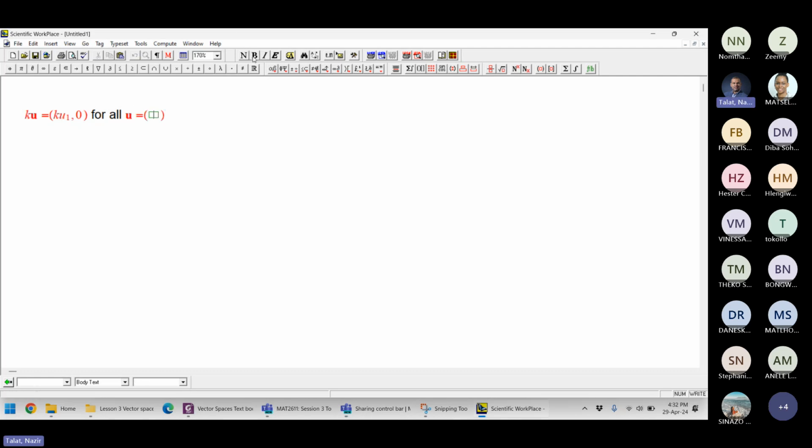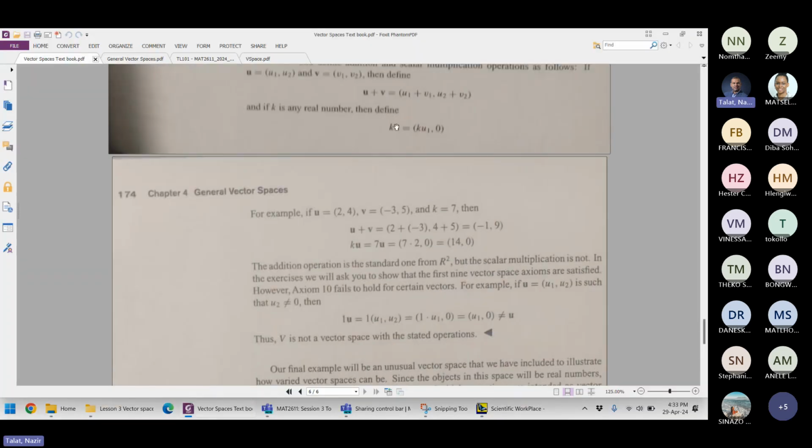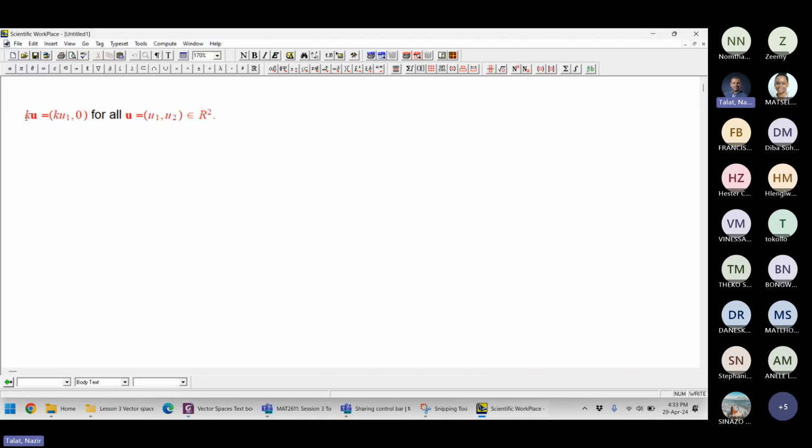And we know that u is (u1, u2), which belongs to R square. As you know, this is the given operation we have. Just recall that k times u is the same as (k u1, 0). This is the given operation. Am I right?